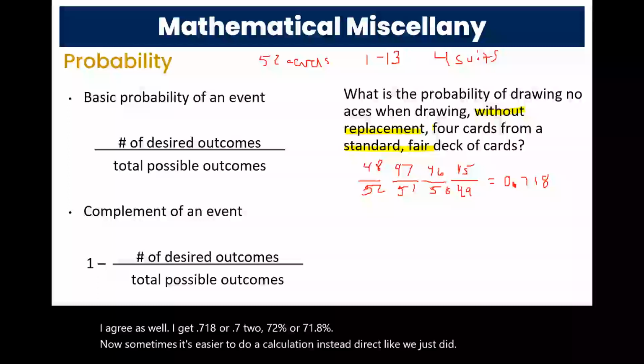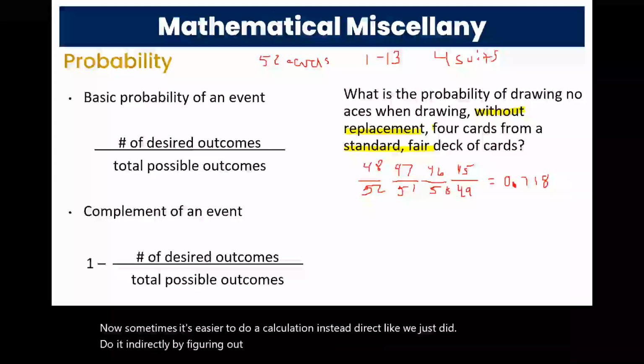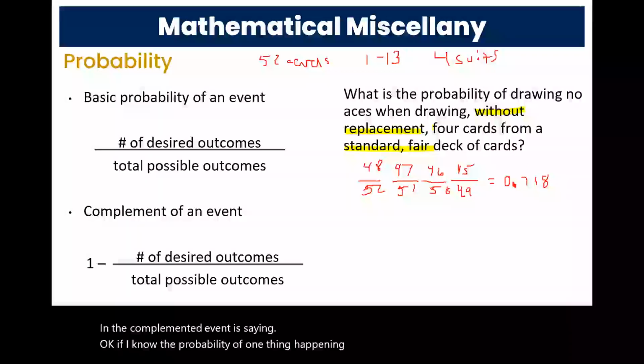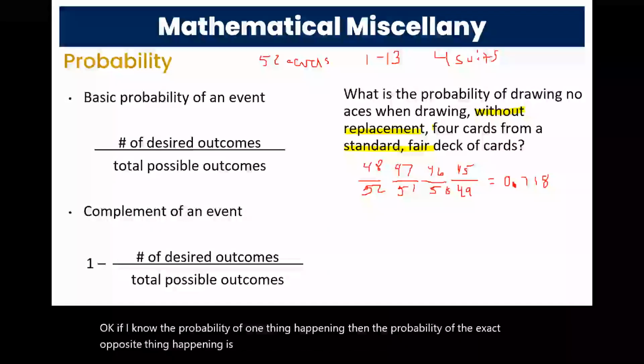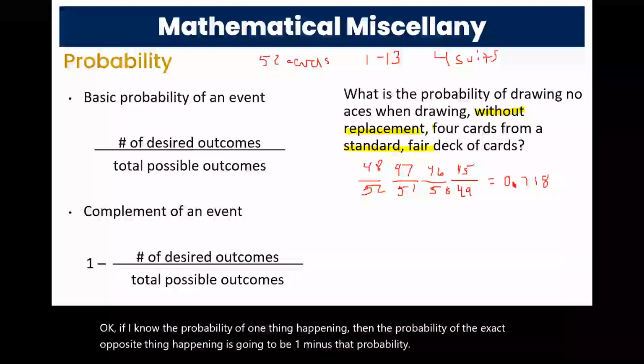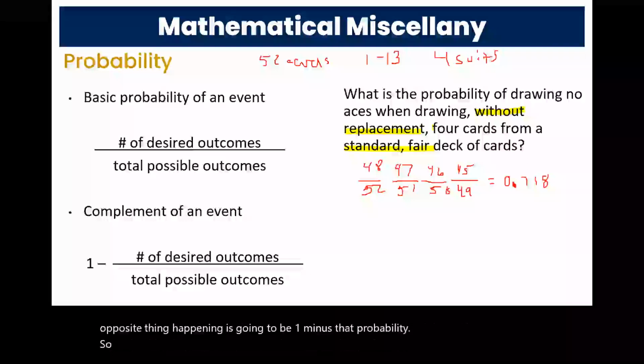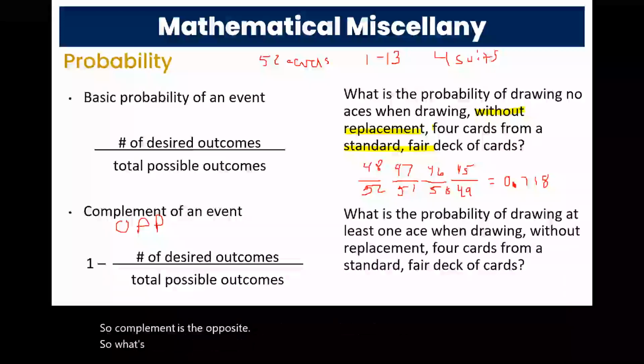Okay. Now, sometimes it's easier to do a calculation indirectly instead of directly like we just did, by figuring out the complement of an event. The complement of an event is saying, if I know the probability of one thing happening, then the probability of the exact opposite thing happening is going to be 1 minus that probability. So a complement is the opposite. So what's the opposite of drawing no aces?